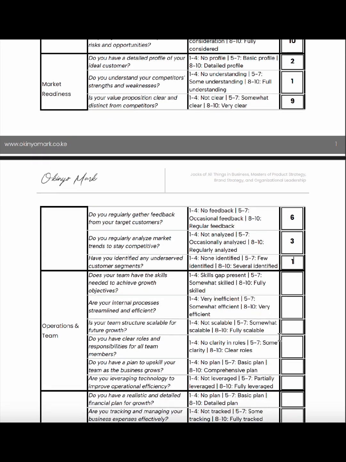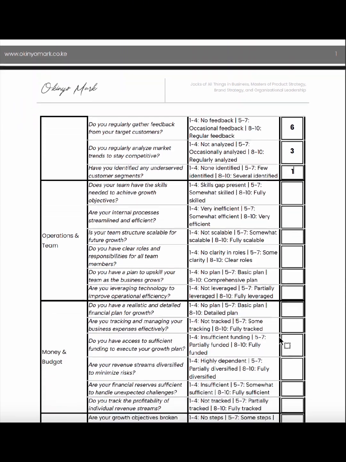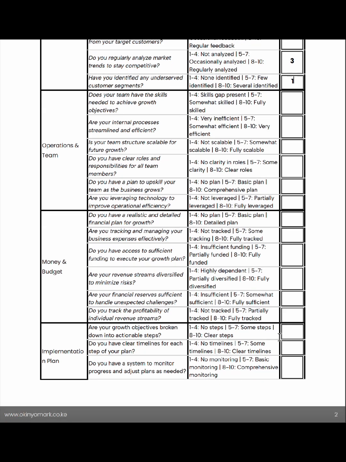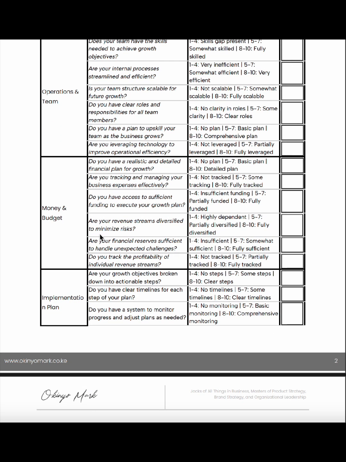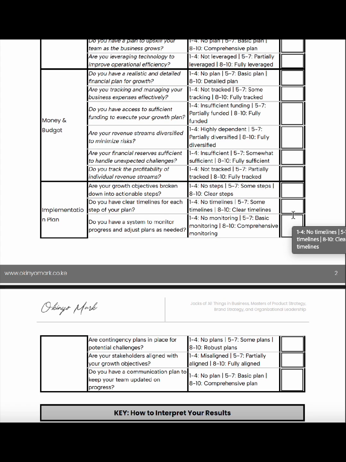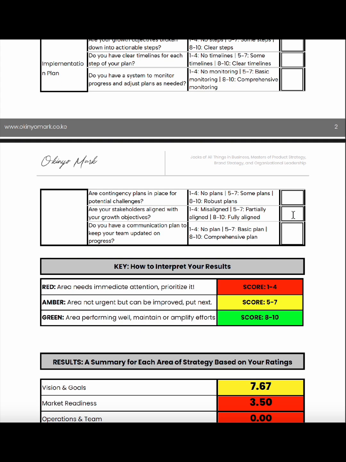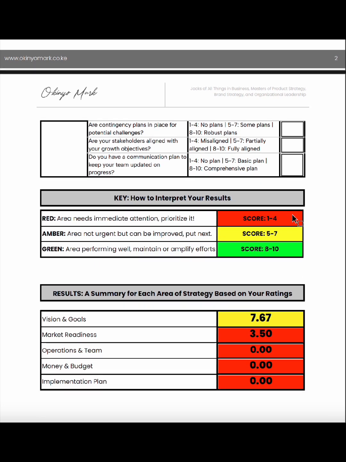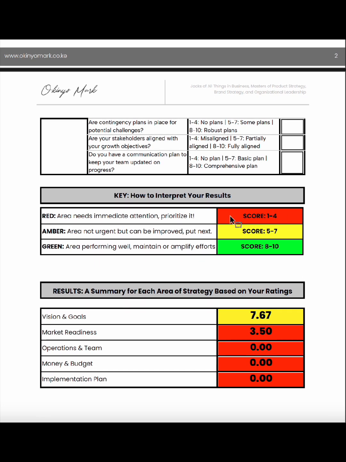All right, so once you move on from the market readiness, you go to the operation side, you do the same thing. The money and budget, you do the same thing. And finally, your current or existing implementation plan. So once you've done your scoring, you get to the bottom section where it tells you how to interpret your results. So if the section you've rated is in the red, it means that this is an area that needs immediate attention and you actually need to go back and prioritize it.